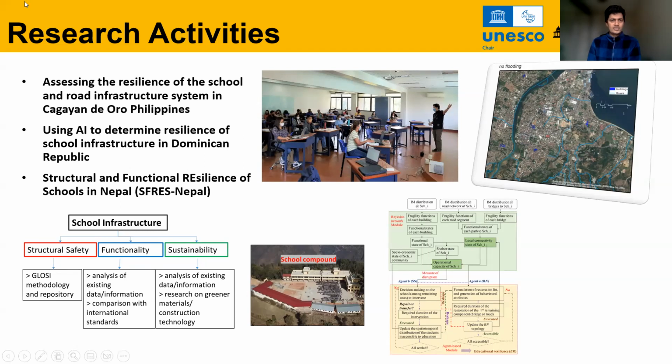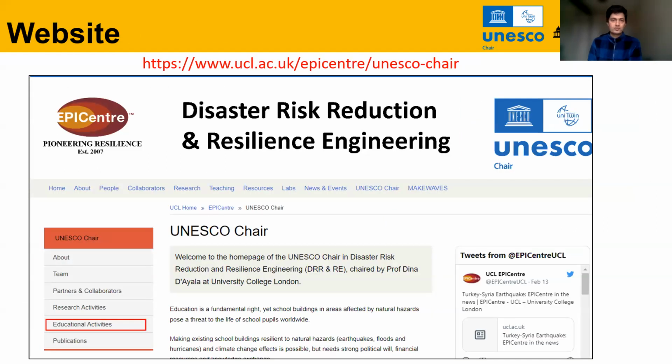The detailed introduction, scope and methodologies of these different projects, you can find online at our website. This is the website, UCL Epicenter and the UNESCO Chair. If you go to this website, you can find the partners and collaborators, research activities, and educational activities, under which you can find the seminar and talks. And we also have a series of publications relevant for the disaster resilience of schools, if you click this link here.